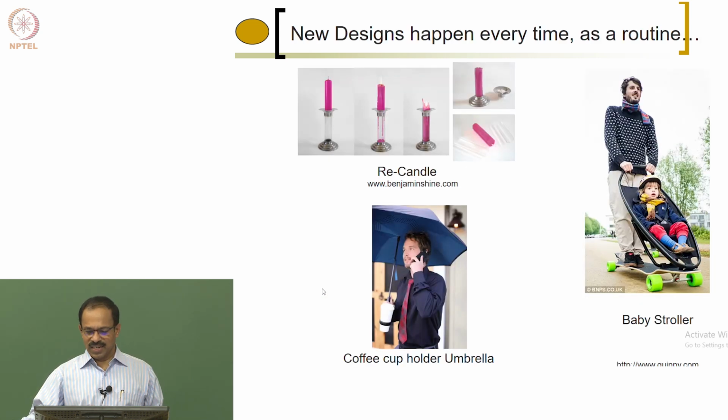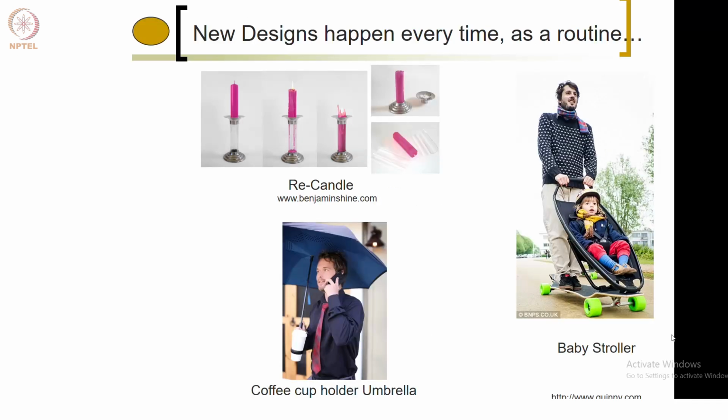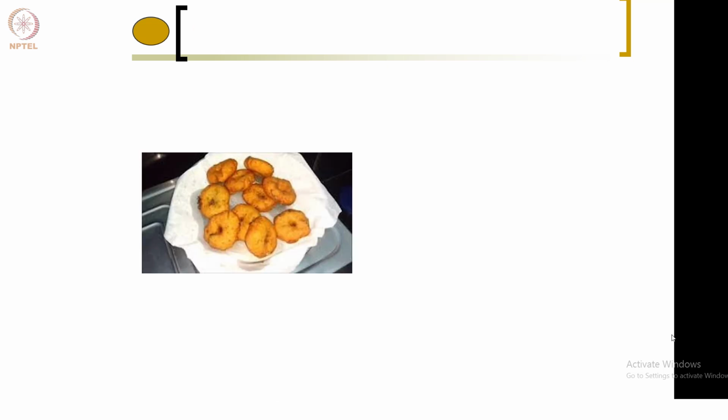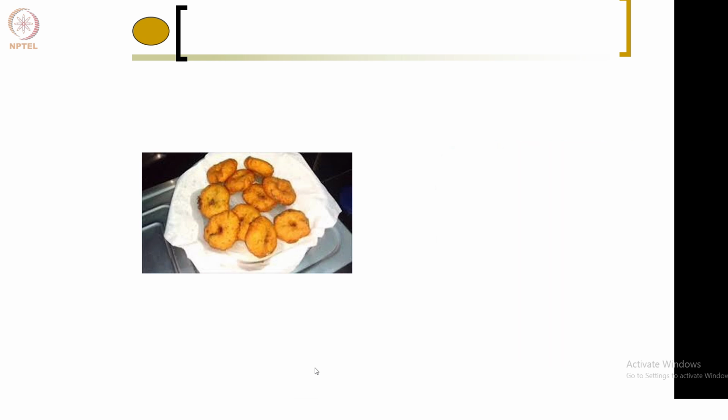And these are some of the other creative designs. Again, you can see here, it's a coffee cup holder with umbrella. And so, what is this? What vada is it? Medu vada. Okay. How many of you had medu vada? How many of you had eaten medu vada? No? Okay.